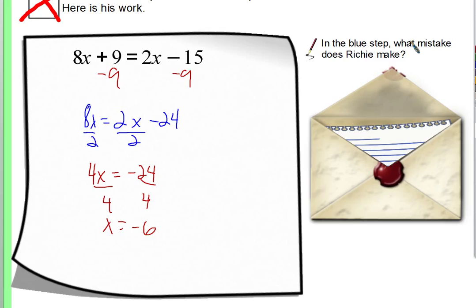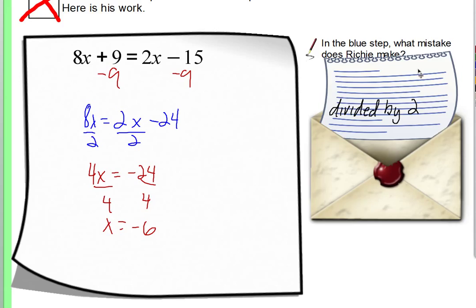Johnny, what do you say? So he divided by 8x and 2x. If you have that equation, you're supposed to divide by the entire thing. So you would get rid of the 2x. Subtract 2x. So he should have subtracted 2x? Yeah. Should not have divided by 2? Yeah. His mistake was dividing by 2? Mm-hmm. A prediction of what you would say was the mistake that he made: divided by 2.